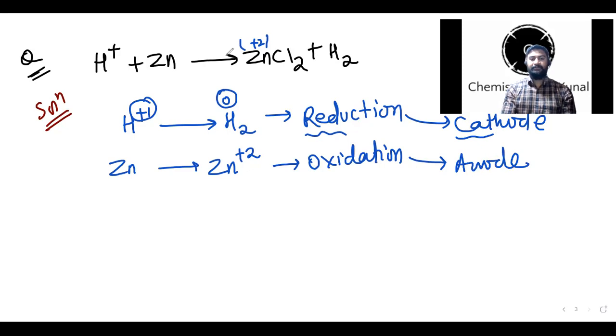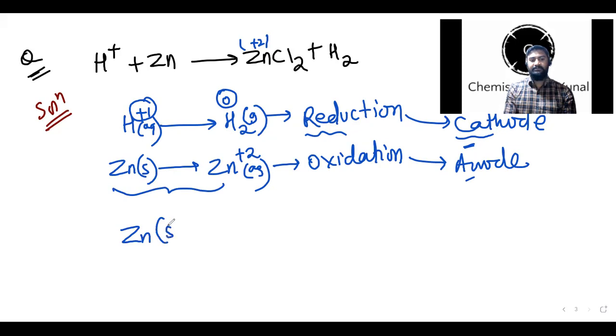Right? Now, we can clearly see that this is the cathode part, this is the anode part. Zinc is solid. This is aqueous. This is gaseous and this is aqueous. Now, what is the reaction? First we'll add anode. So in anode, what do you see first? We first see zinc. So we'll write zinc solid. This is the cell representation.